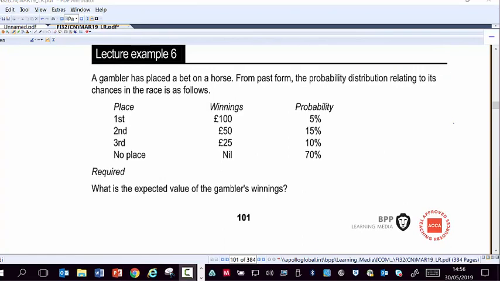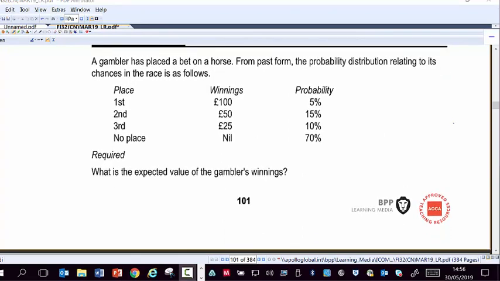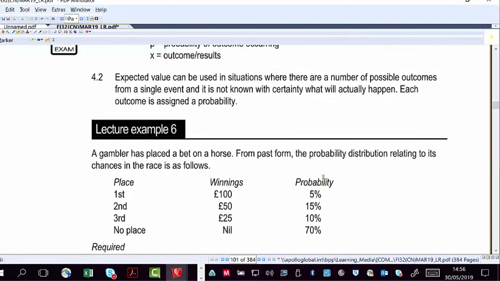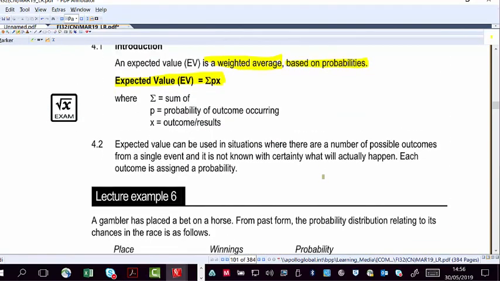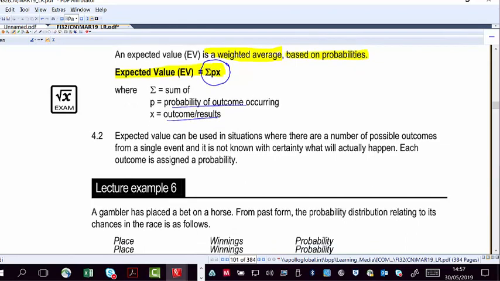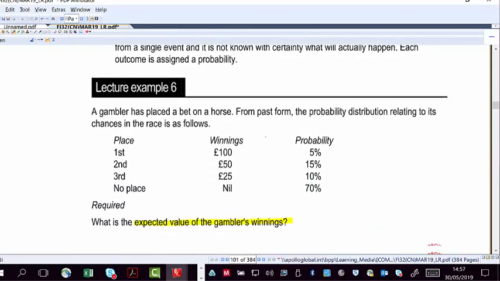So lecture example 6 is indicative of what we could see as an OT question in section A of the exam. If we read the requirement first, it asks us what is the expected value of the gambler's winnings. Now we do get a formula in the exam which you can use, and that formula might help you until you get used to doing an expected value calculation, but it is relatively straightforward. So as we said, we're going to take the sum of the probability of the outcome multiplied by the outcome or the result. So let's look at the data that we've gathered here.